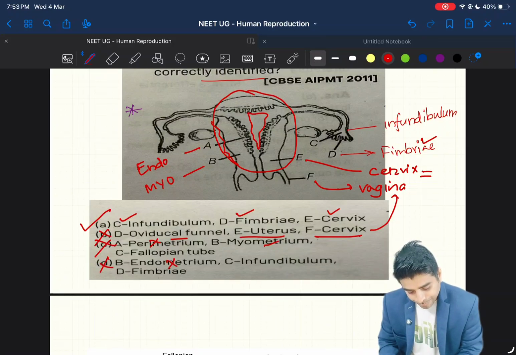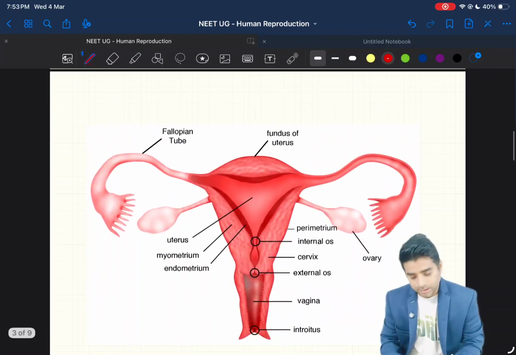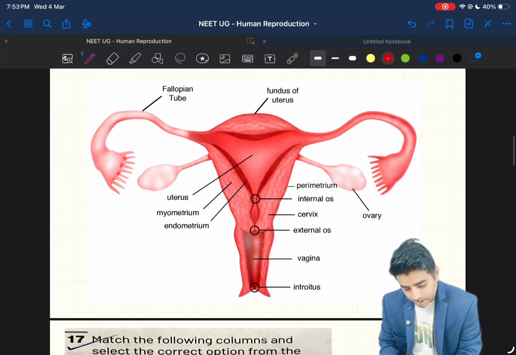B is endometrium? B is equal to myometrium, so this option is wrong. C infundibulum is right. D fimbriae is right. So you need to find out the option where all 3 given are true. That is option A.